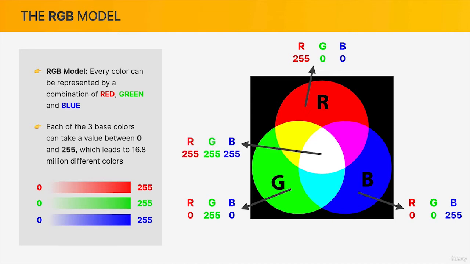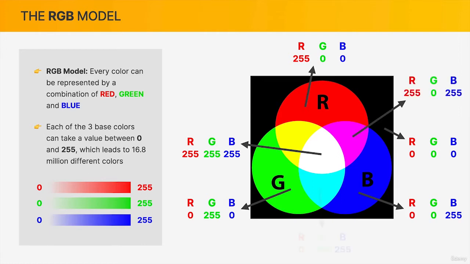Next up, we have white. And in white, we have all the three colors at the maximum of 255. So basically having all the colors at maximum gives us a complete white, while at the other end of the spectrum, when we have all the colors at 0, we get a complete black color.